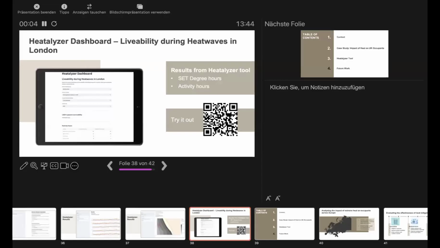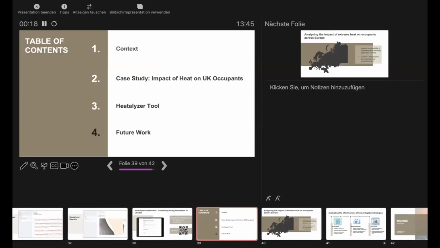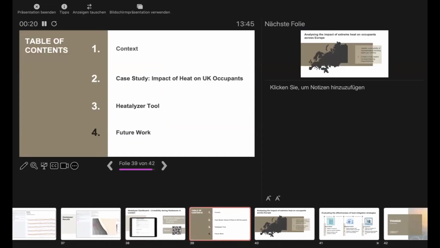Okay, yes, so this was the Heatalyzer dashboard, and also we would like to make maybe more of the outputs that we did from the tool available online there in the longer term. And yeah, this was the main things I worked on during my last 6 months. I now want to quickly also talk about future work that we hope to continue with this.